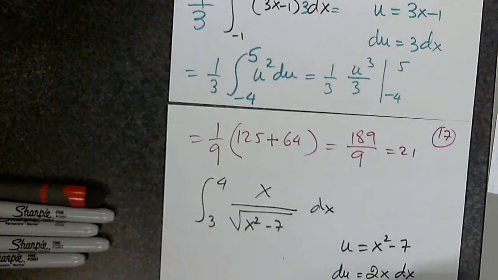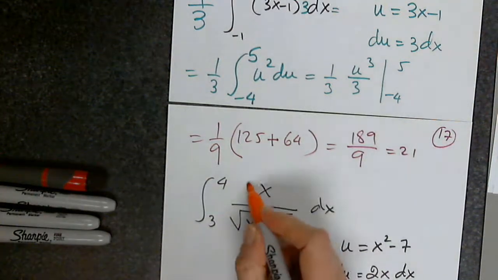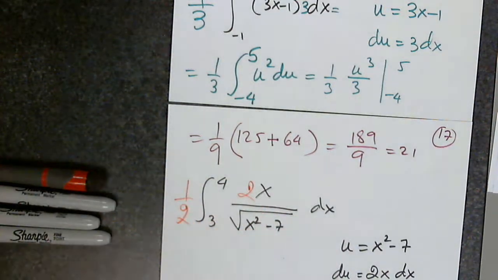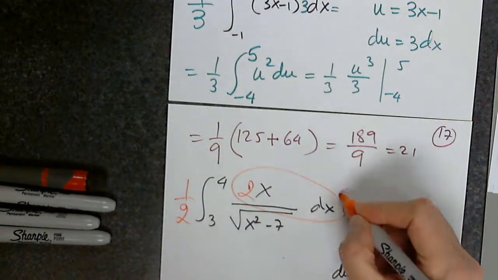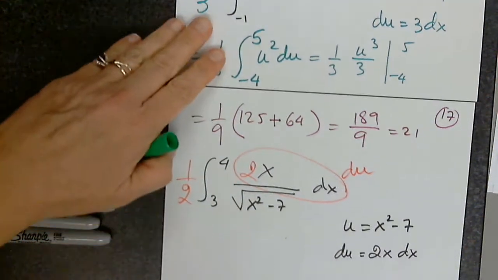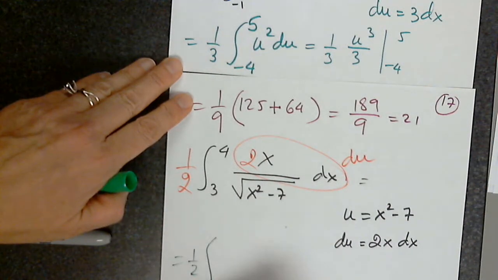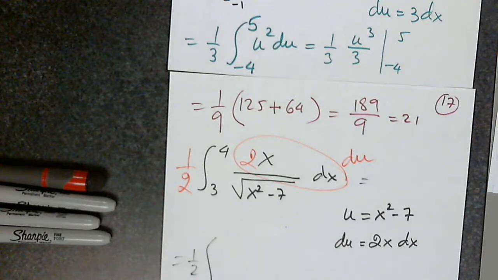Do we all agree with 2x dx? Can I make the 2x dx? Of course. I put a 2 and I divide it by 2. So then we have 1/2 in front. Do not copy the limits of integration and tell me what you have as the new integral.